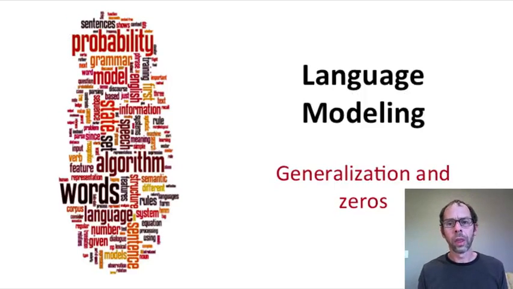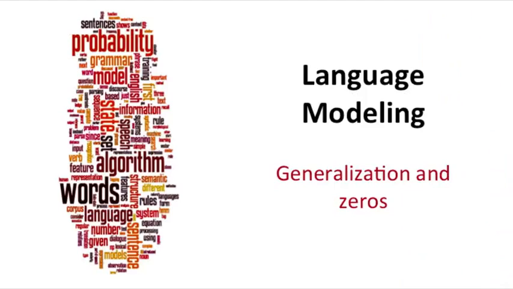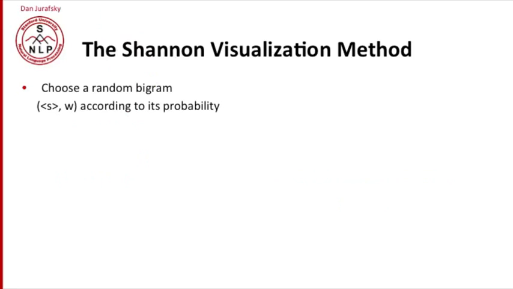We saw earlier that lots of times probabilities or counts of bigrams or trigrams would be 0. What do we do in these cases? Let's think about this by starting with what's called the Shannon visualization method. This is what Shannon proposed to visualize the actual n-gram grammar that you've built by maximum likelihood estimation.